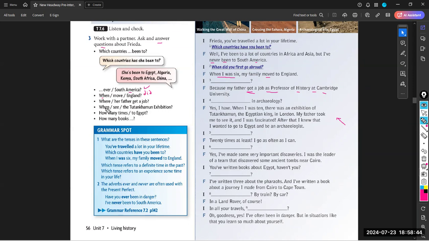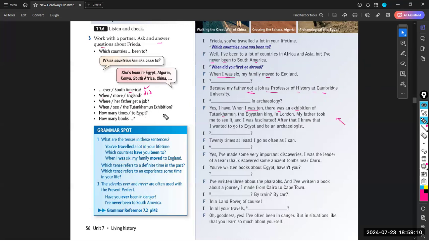Exactly. Now we have when see the Tutankhamun exhibition. Okay. Now the question is saying, when did she see the Tutankhamun exhibition? When she was 10. Bravo. When she was 10. This is it. Exactly. So it was an exhibition of Tutankhamun, the Egyptian king.